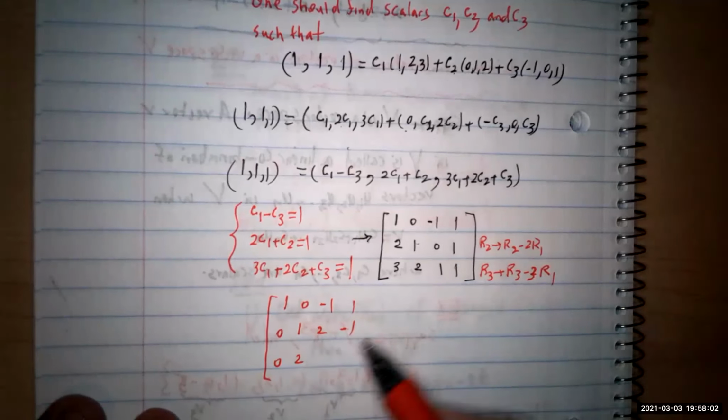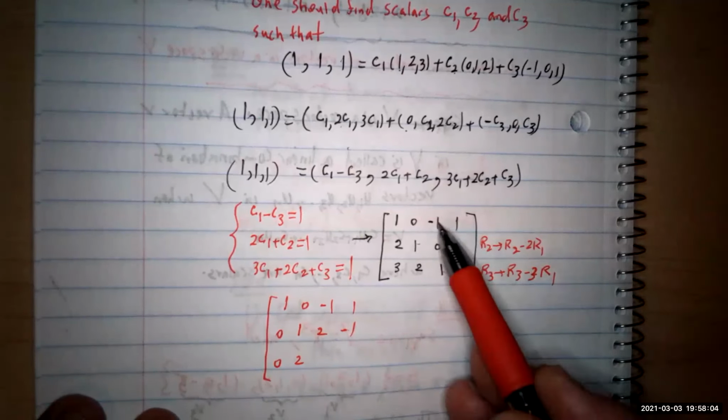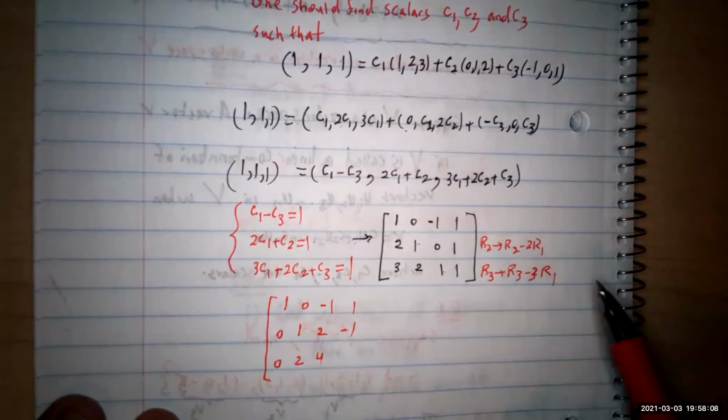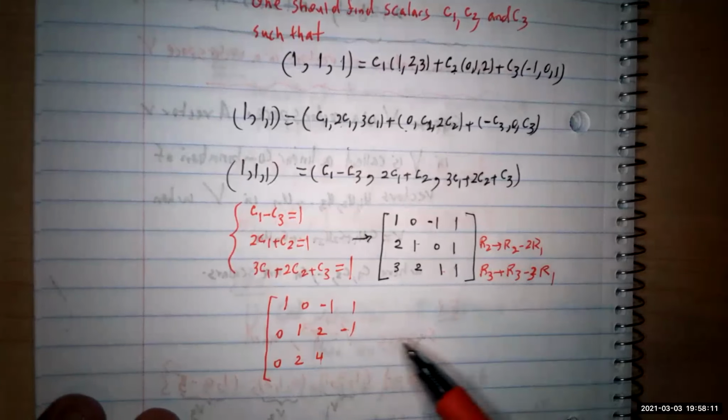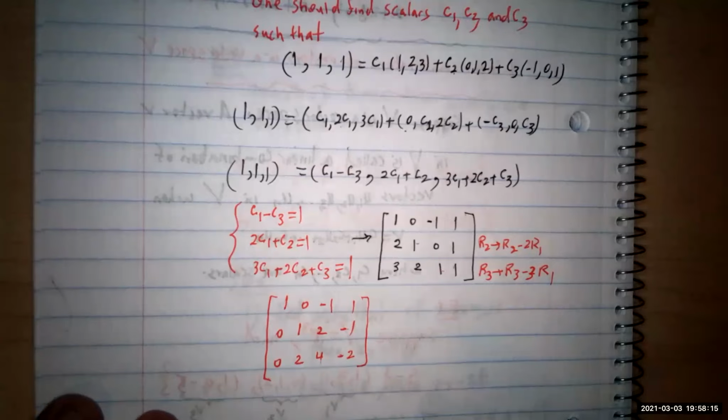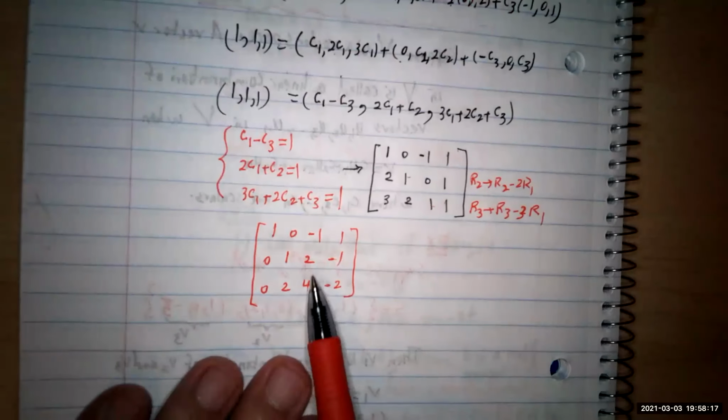3R1, that gives you 2. Okay, 3R1, that makes it into the 4. And the 3R1, that gives us a negative 2. You see that's going to be the 1. And quickly you see that they are the same.